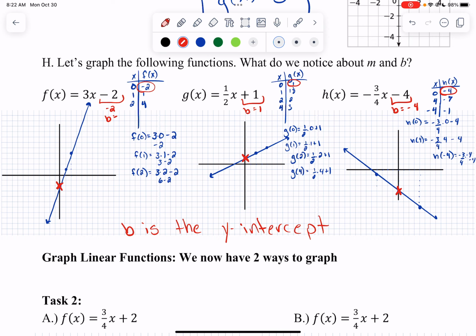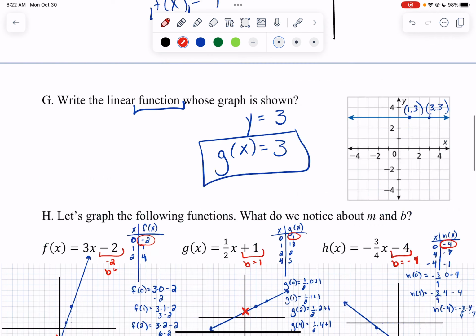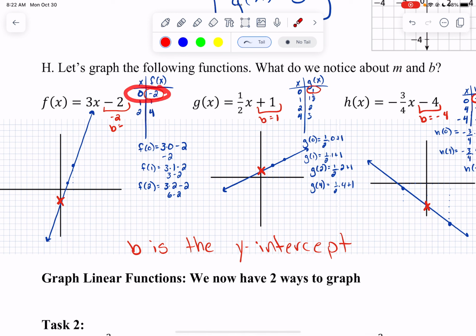How awesome is that? Which makes sense because from what we noticed up here, when x is 0, this first part ended up being 0, so you're just left with b. And we know the y-intercept is the ordered pair (0, b), because my x is 0. So when x was 0, it was that way in all of them.